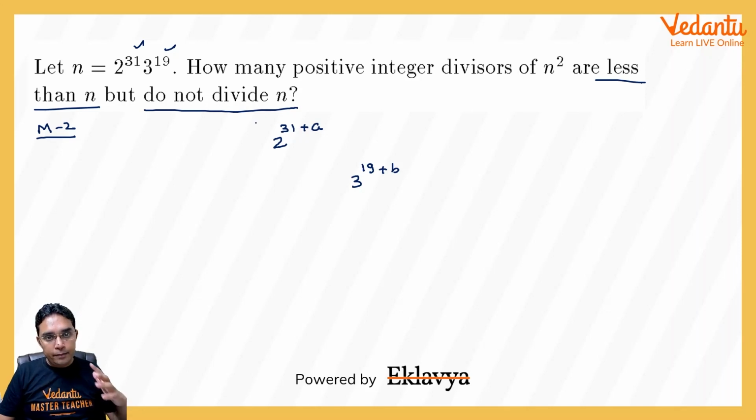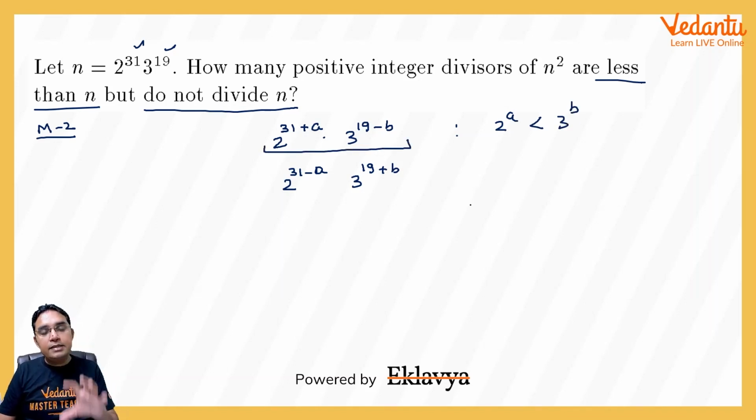to divide n. We want such divisor to be less than n, so the power of 3 in first case has to be lesser than 19, and in the second case power of 2 should be lesser than 31. Then only there will be a chance that these divisors becomes lesser than n. But there is one more condition, please understand. In this case 2 power a should be lesser than 3 power b. Then only this number will be lesser than n.